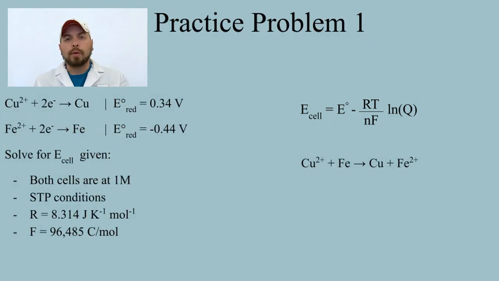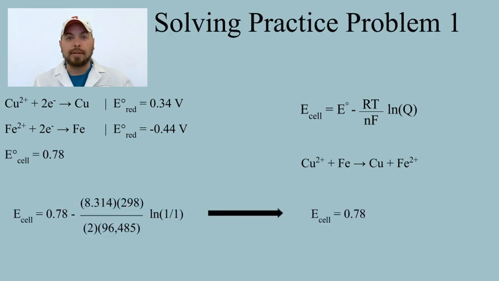So let's just do a quick example. We're going to apply the Nernst equation to a standard battery. In this case, we're looking at a copper-iron battery where we have copper 2+ and iron 2+. When we look at the E of reduction values, the copper is going to be reduced, the iron is going to be oxidized. So the E of the cell that we would predict at standard conditions is a positive 0.78. So 0.78 volts, that's our voltage of a standard battery.